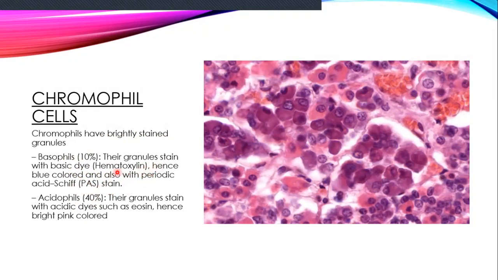So they are blue purple, like these ones. These are basophils. Blue purple. Then acidophils, their granules usually stain with acidic dyes such as eosin. Hence they are pink colored, like this. This one here, this one here, here, here. Those are your acidophils. These are your basophils. These are your acidophils. Please remember that.